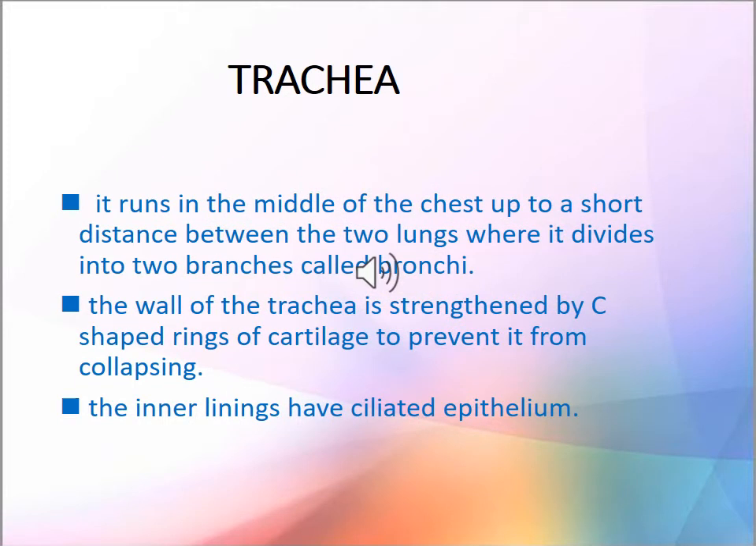Now, the next slide is about trachea. So, what are the features of trachea? It runs in the middle of the chest up to a short distance between the two lungs, where it divides into two branches called bronchi. The wall of the trachea has C-shaped rings of cartilage to prevent it from collapsing. And the third point, the inner linings have ciliated epithelium.